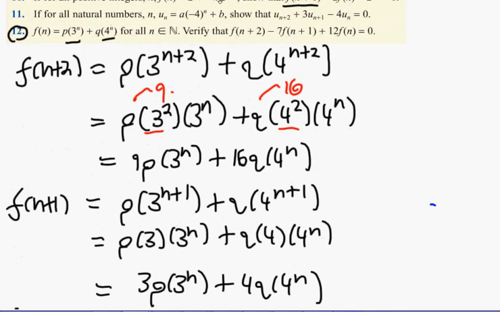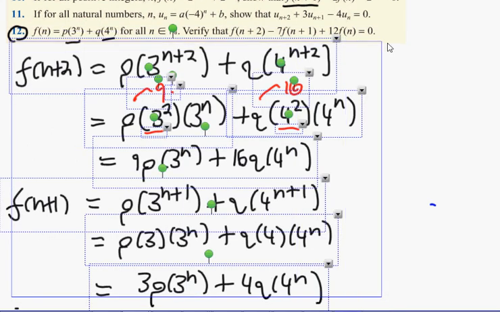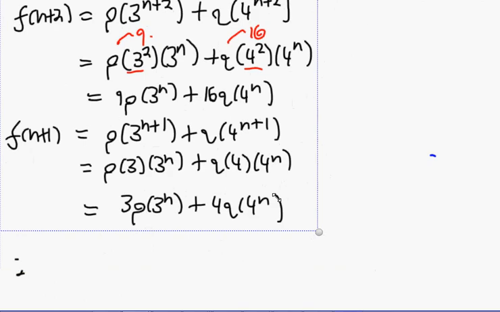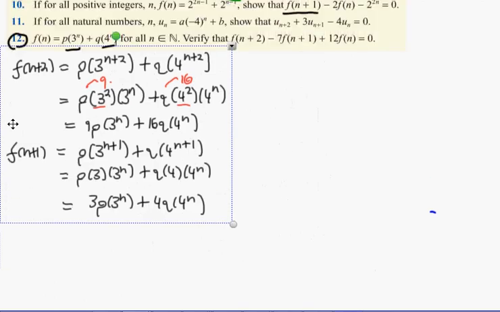Okay, how many people got that far? How many people got f of n plus 1 and f of n plus 2 correct? Okay, a couple of people, alright? Make it smaller.